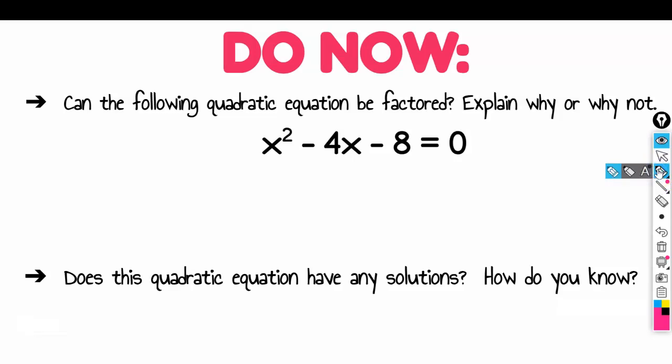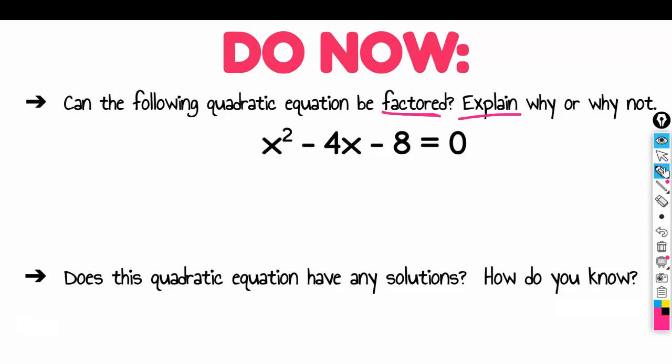Hello. Today we are going to talk about factoring to begin with. So here it asks, can the following quadratic equation be factored? Explain why or why not. When I am trying to factor an equation, I first need to check that it's equal to 0. And sure enough, here it is equal to 0. All the variables, all the constants are on the same side of the equal sign. So we're good to go.